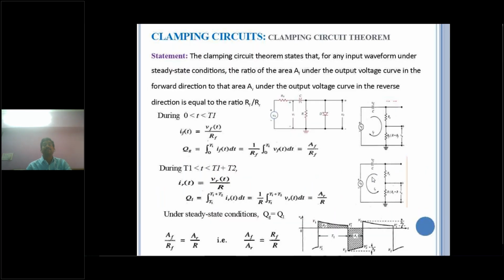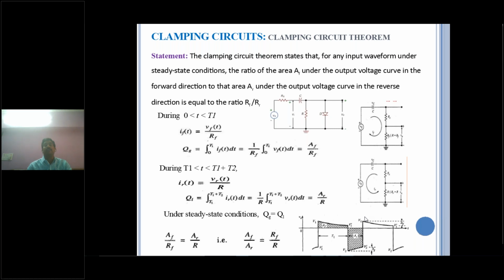So for this condition, this is the output waveform. This is the output waveform for the positive peak interval. You can see the square input waveform and the output waveform for the positive peak interval. Similarly, the negative peak case. And next, another important one: the clamping circuit theorem.